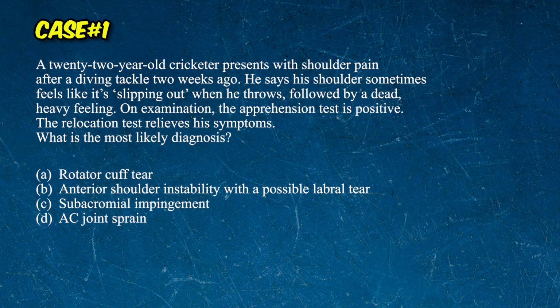Option A, rotator cuff tear. Option B, anterior shoulder instability with a possible labral tear. Option C, subacromial impingement. Option D, AC joint sprain. Pause, think. The keyword here is slipping out. Write down your answer. Press play when you are ready.